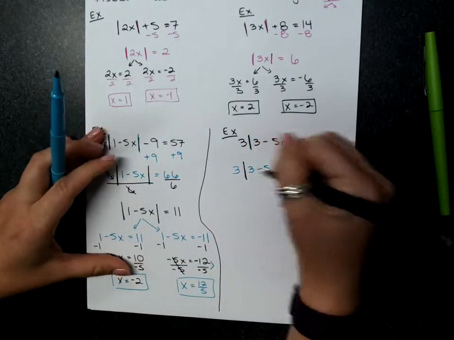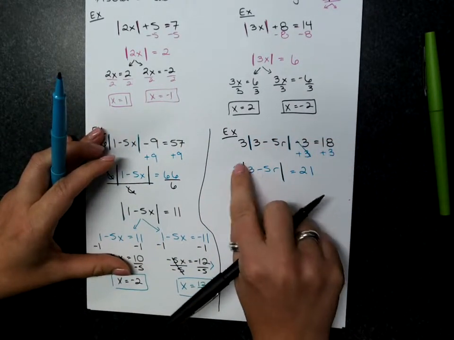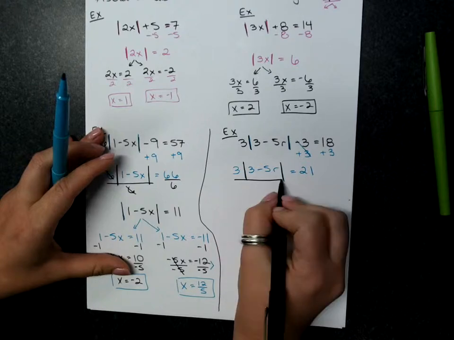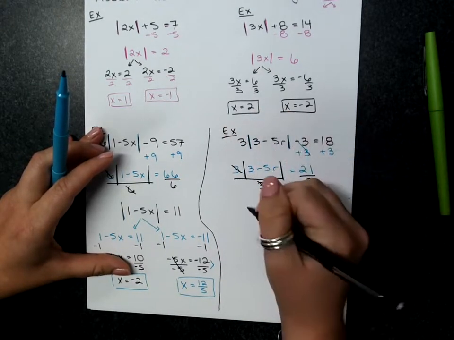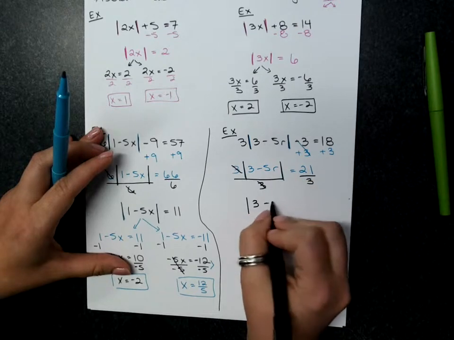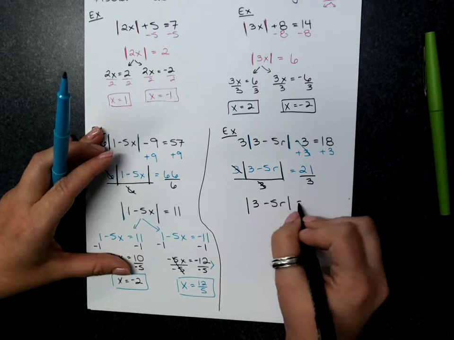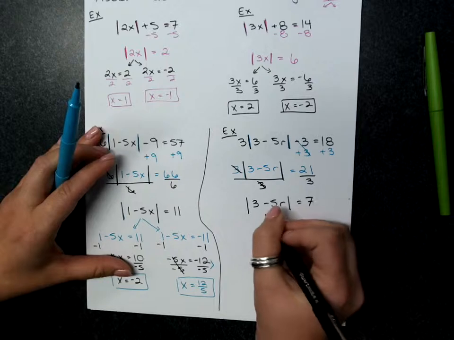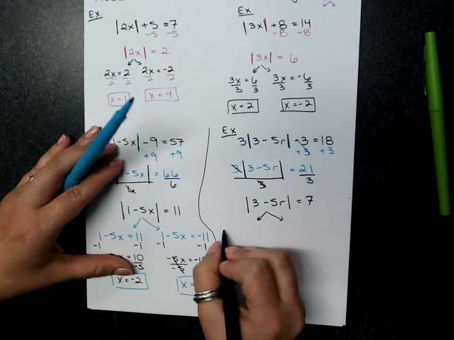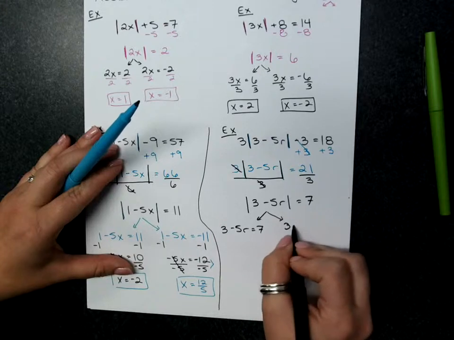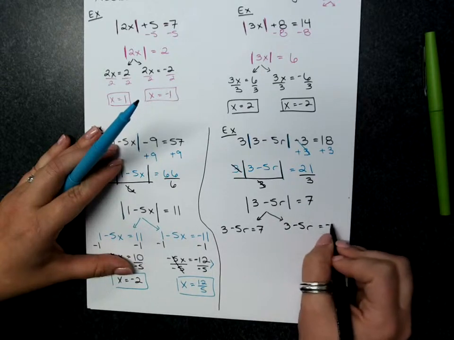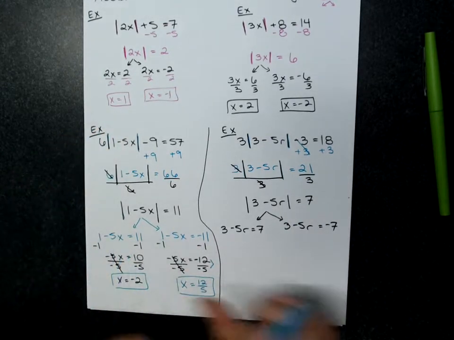Find those absolute value bars. It's very tempting to distribute, but we don't do that. We divide by 3, divide by 3. Still absolute value of 3 minus 5r equals 7. And now we split. 3 minus 5r equals positive 7. 3 minus 5r equals negative 7. And we solve each one.